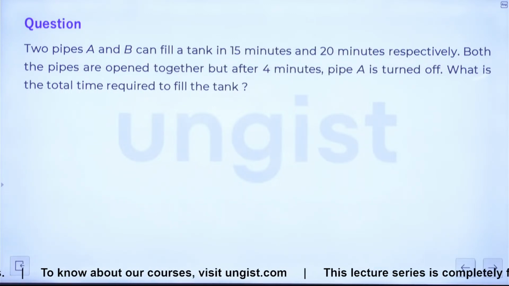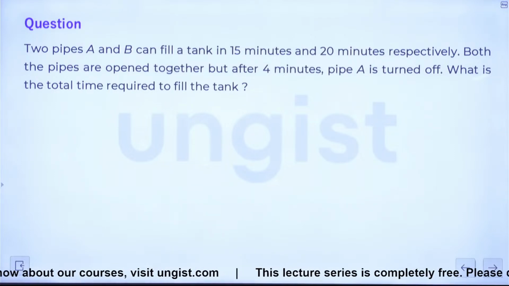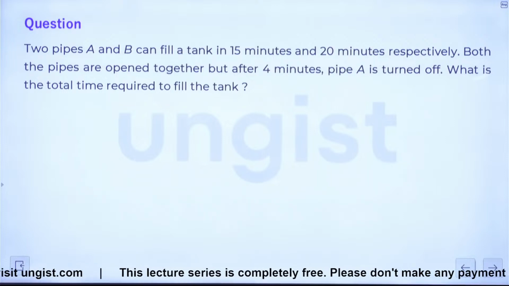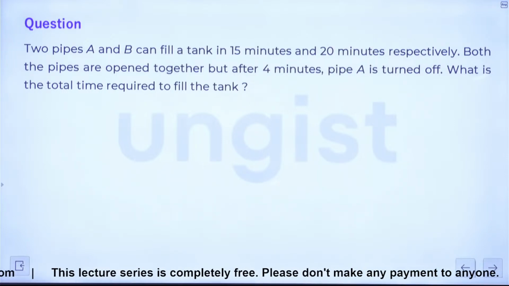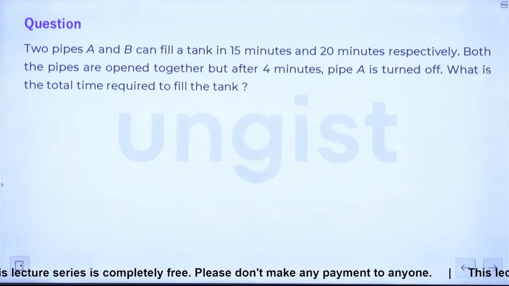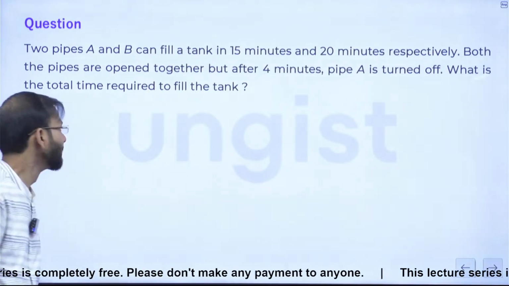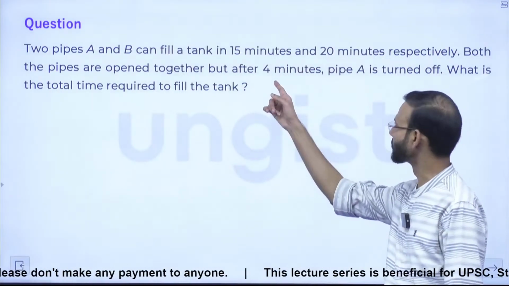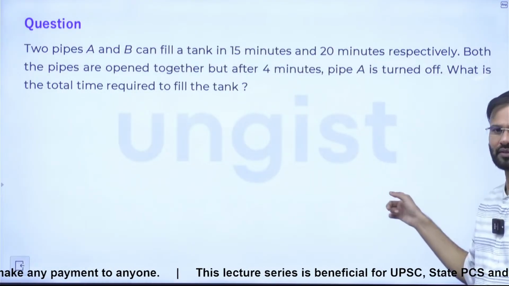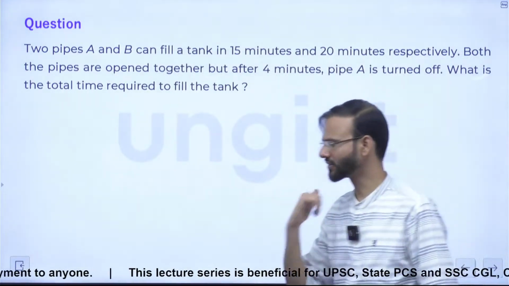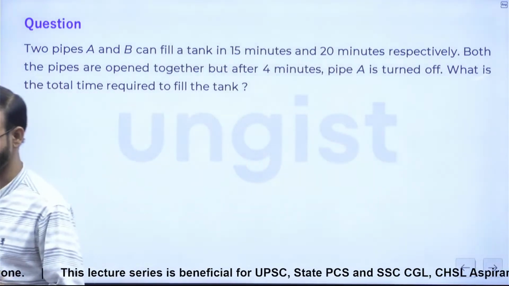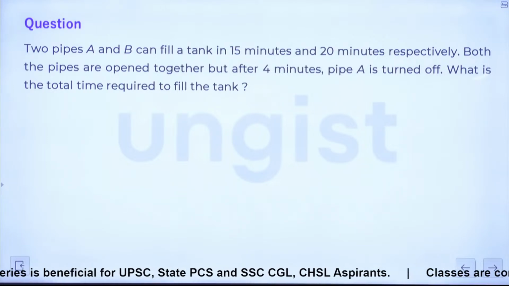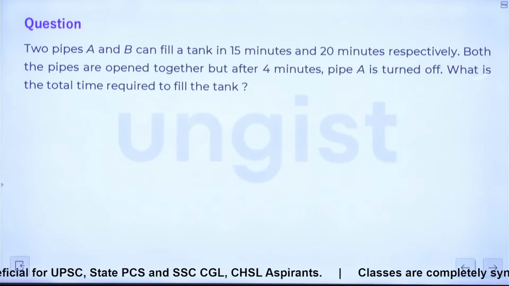Everyone, just read it. Question is saying two pipes A and B can fill a tank in 15 minutes and 20 minutes respectively. Both the pipes are opened together, but after 4 minutes, A is turned off. What is the total time required? Guys, this time they are asking the total time. So for the answer, you just have to add this 4 to what you are getting here. Getting it, everyone? So please solve this question and tell me the answer.